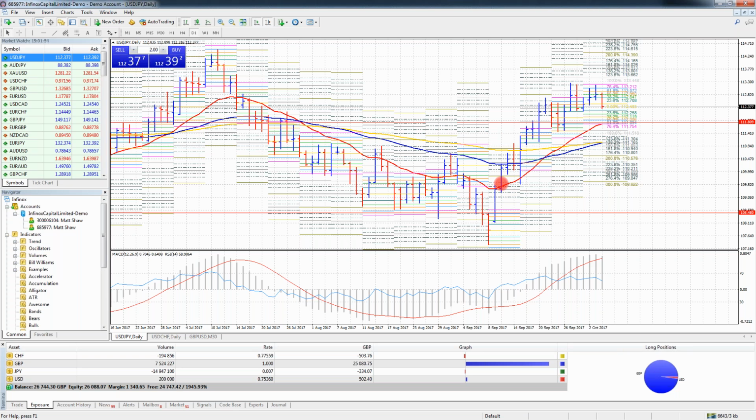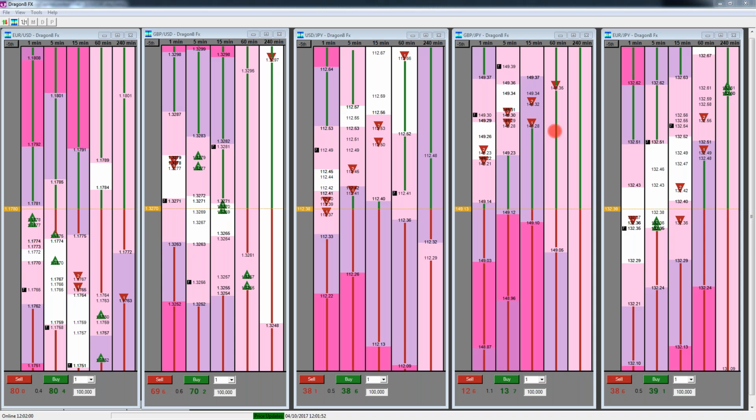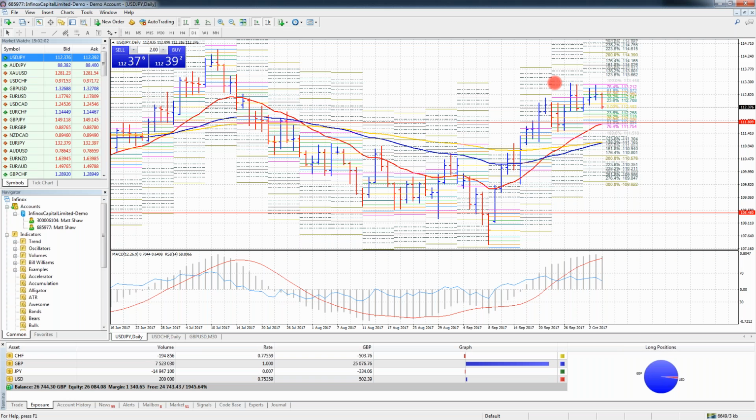It doesn't confirm that you're going to go on to see moves of 200, 300, 400, 500 pips. It doesn't say we're going to rally towards 115 here. You never know that. All you know is you've pretty much seen the bottom for a decent period of time. That's all it can tell you, that the bottom is in. Now we're going towards higher levels.